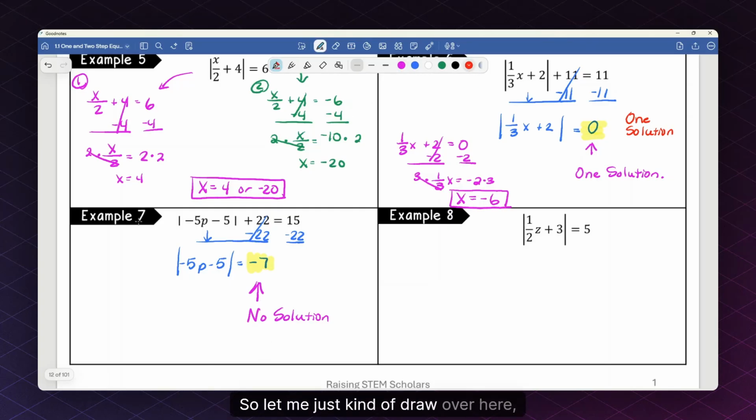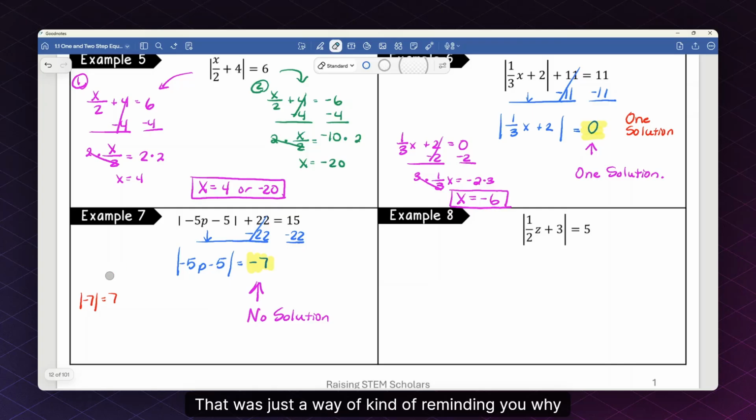So let me just kind of jot over here just real fast. You don't have to write this down, but this is just reminding you why it works this way. If we had positive 7 in absolute value sign, it would give me a positive 7. If I had a negative 7 in the absolute value sign, it would still give me positive 7. There's no way to get a negative 7 when whatever we're looking at is inside these absolute value signs. It'll always be positive. So I'm just going to erase this right here. That was just a way of kind of reminding you why negatives are always going to be no solution when the negative is by itself and the absolute value is over here by itself.